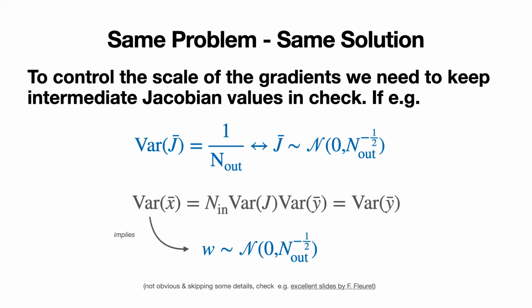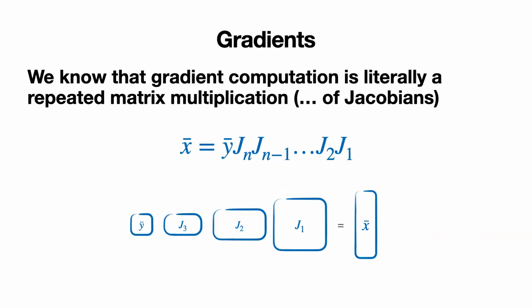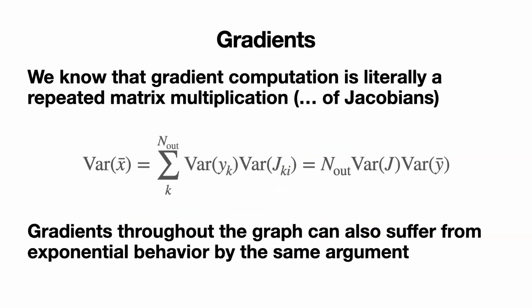All right, but okay, we already know how to solve this. Basically, in order to control the scale of the gradients, we want to require that the scale of the Jacobian matrix elements is at the scale of 1 over square root n out, right? And so why is it the Jacobian element? So whose variance do you want to control?